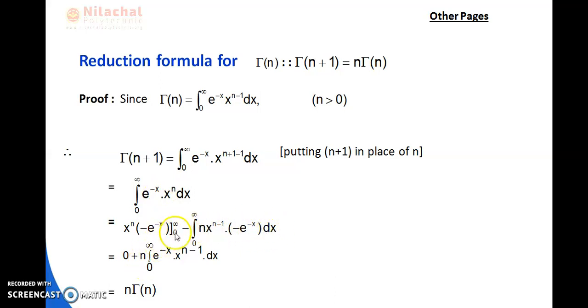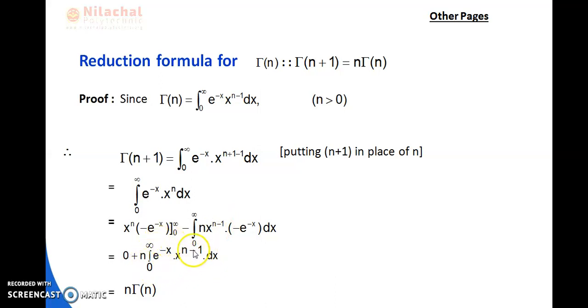Then after putting in the upper limit and lower limit, this function vanishes, meaning it becomes 0. That's why we are writing 0. Then minus into minus means plus, and n is a constant here. Then integration from 0 to infinity of e to the power minus x, x to the power n minus 1 dx.